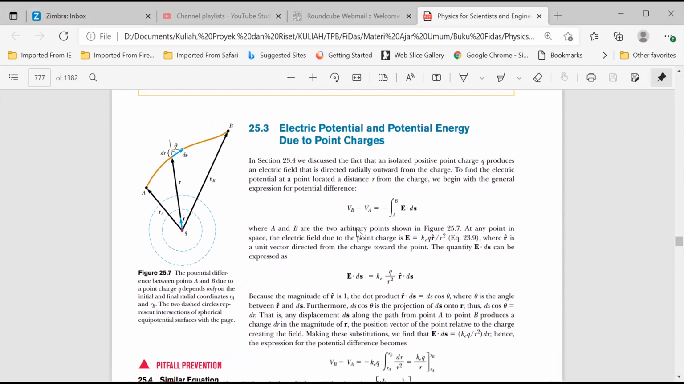So this is the example. If, for example, we have a source charge Q trying to move a test charge from A to B, then this is basically the potential difference here, VB minus VA.